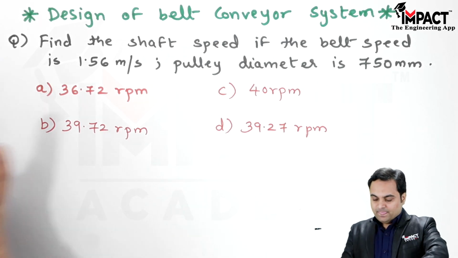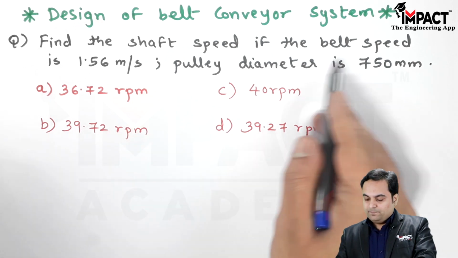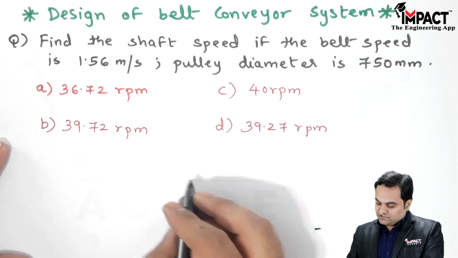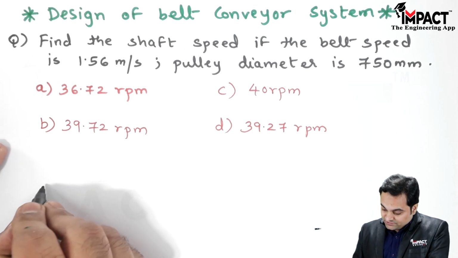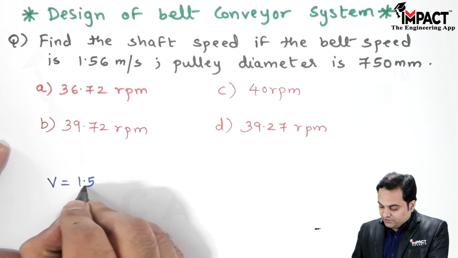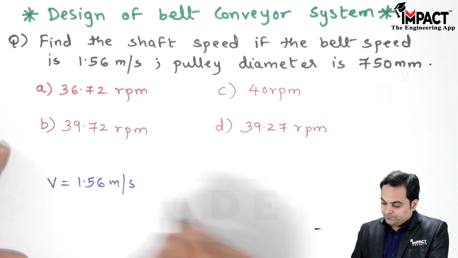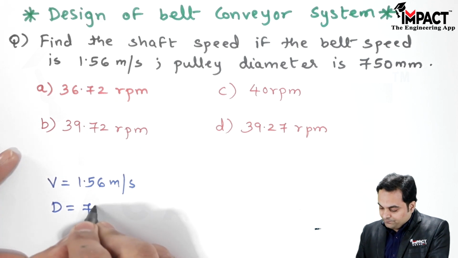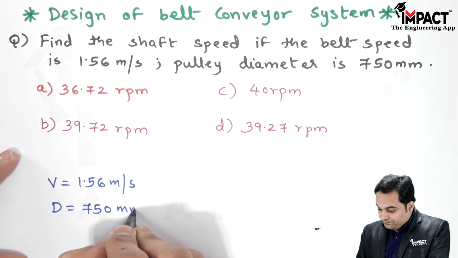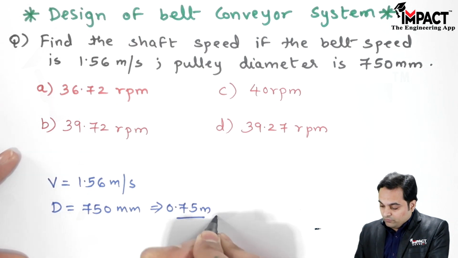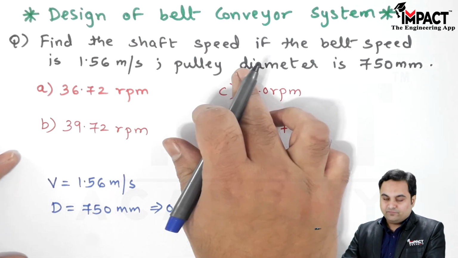It is mentioned, find the shaft speed if the belt speed is 1.56 meter per second. So if belt speed is given, that is denoted as V, the linear velocity, meter per second. The pulley diameter is 750 mm denoted by capital D. So 750 mm means it is 0.75 meter. So with this data we have to find the speed of the shaft.